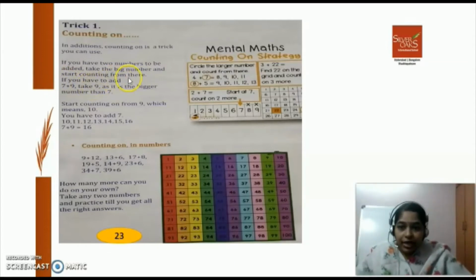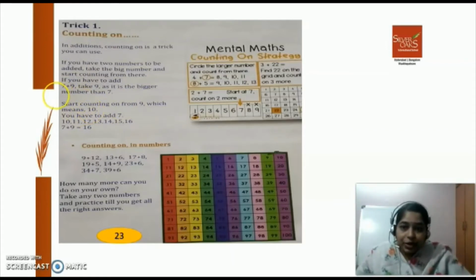If you have to add 7 plus 9, take 9 as it is the bigger number than 7. So 9 you will circle. You will circle number 9 and then start counting on from 9. That means after 9 you will start. Let's see how. Start counting on from 9, which means 10. The number after 9 is 10.